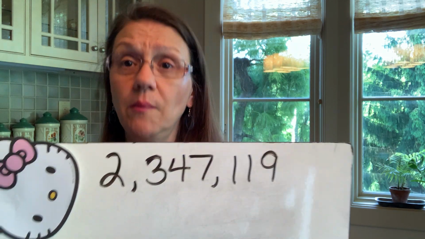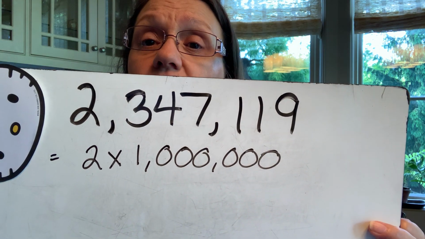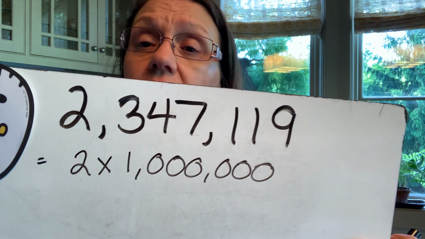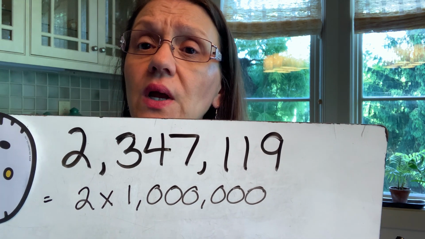So 2 times a million. So I'm going to write that down. And you can be writing it down too on a piece of paper. 2 times a million plus, now we go to the next digit, which is a 3. What is the place value of the 3? 100,000.